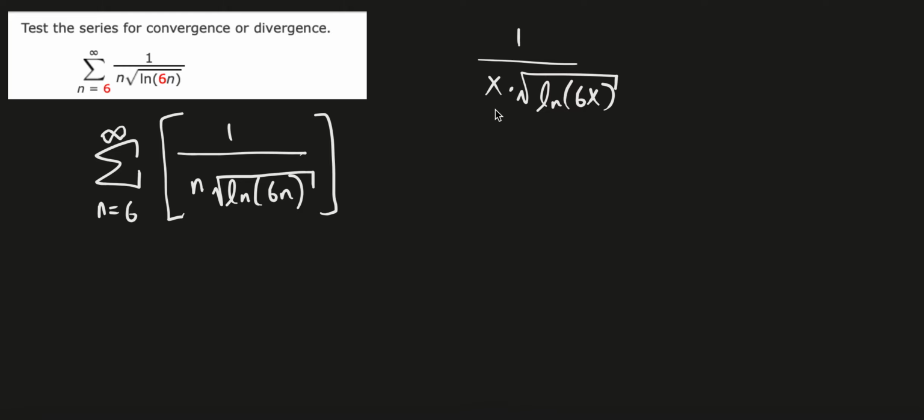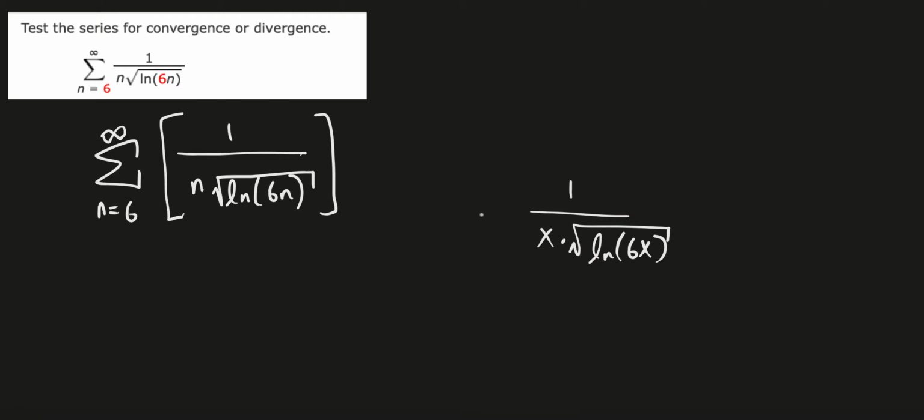Okay, so let's see. I'm going to take this and move it down here, and I'll integrate from 6, because that's where we start. Now instead of writing infinity here, I'm going to write b, and then take the limit as b approaches infinity, because that's an improper integral, and then dx.